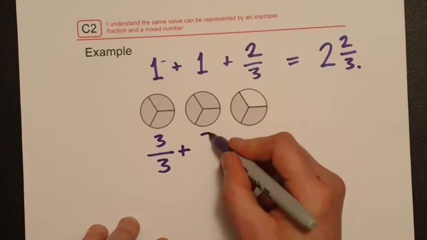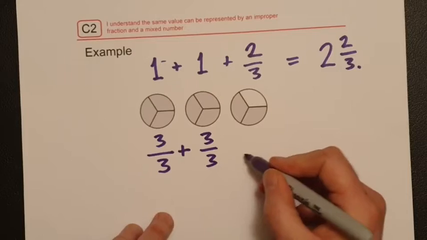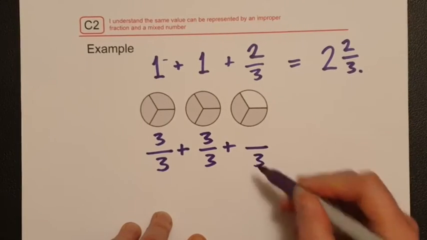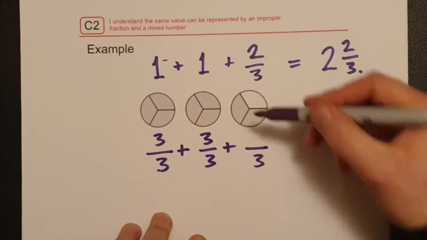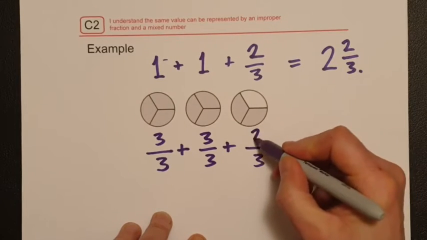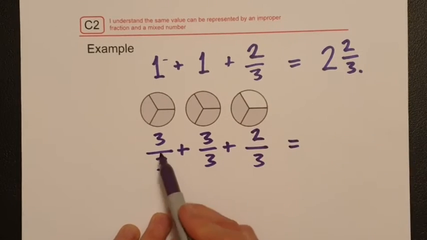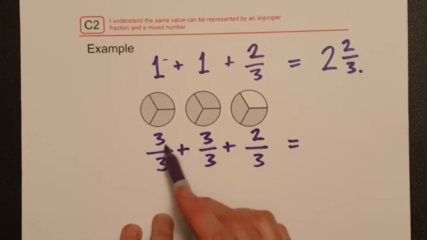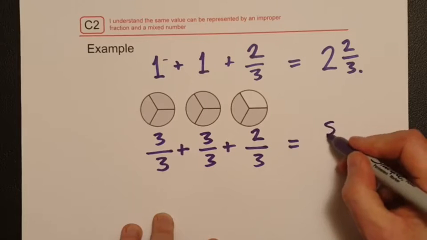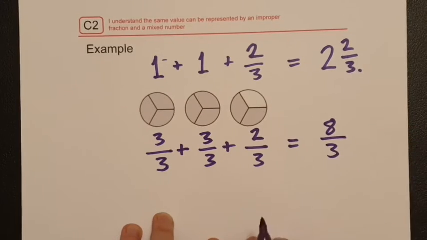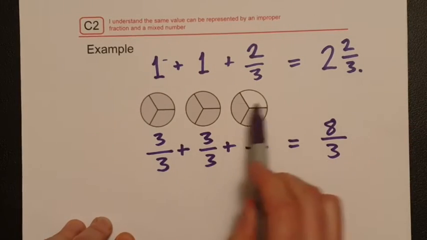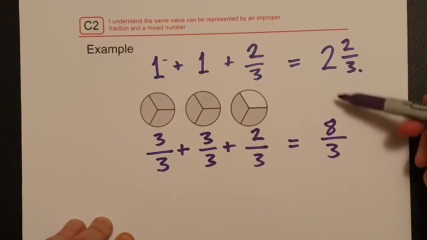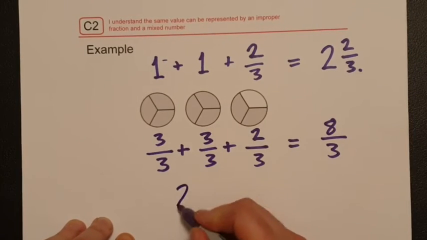This is the same. In this last pie, again, it's cut into 3 pieces, which means the denominator is 3, but only 2 are shaded. 3/3 and 3/3 and 2/3 makes 3, 6 and 8/3. So this diagram can represent both 2 and 2/3 and 8/3, and these values are equal.